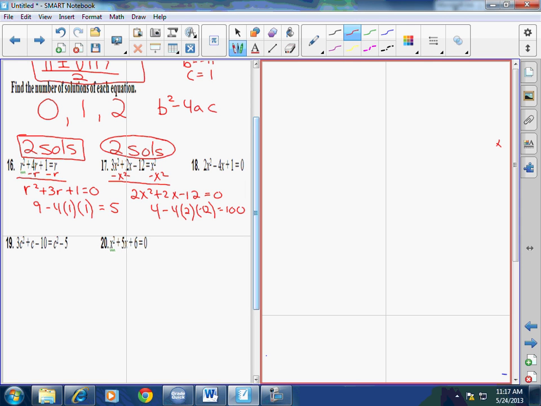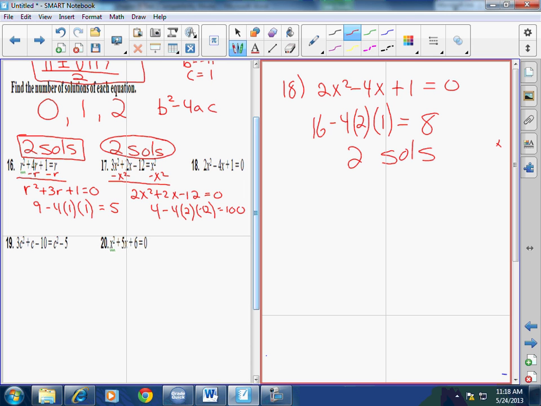Now, 18. I've got 2x squared minus 4x plus 1 equals 0. It's already a trinomial. So b squared is going to be 16 minus 4 times a times c. 16 minus 8 is 8. That's greater than 0. So you have 2 solutions.